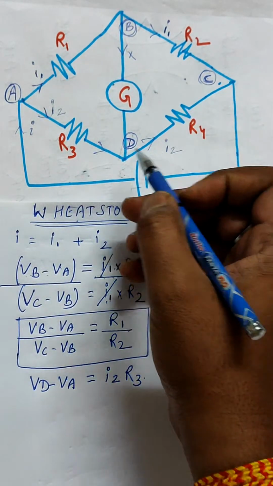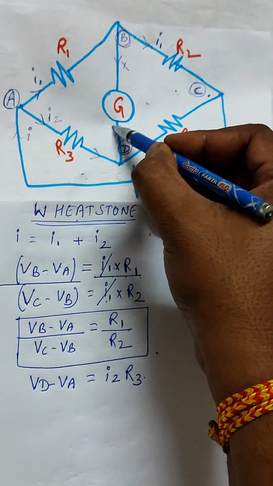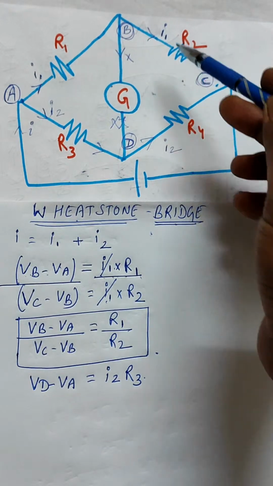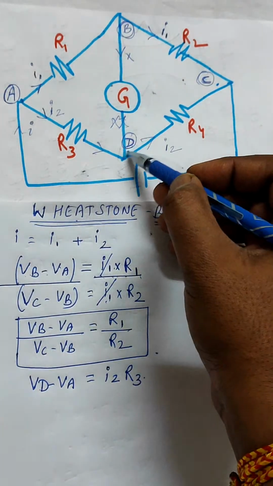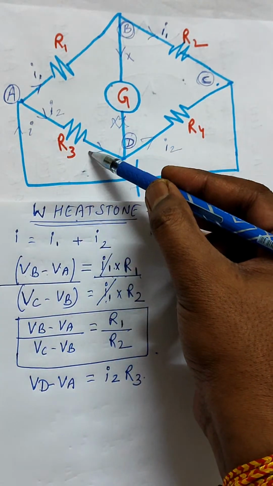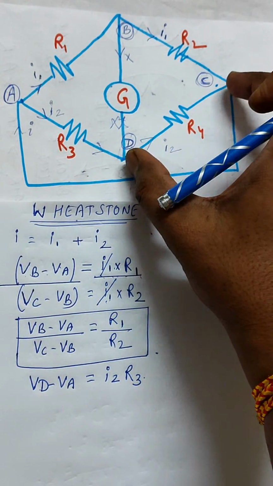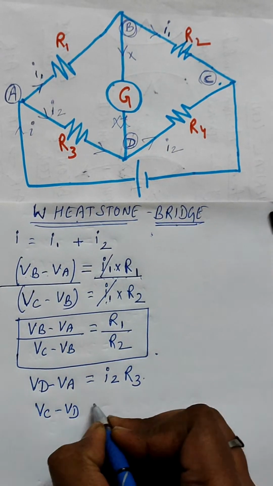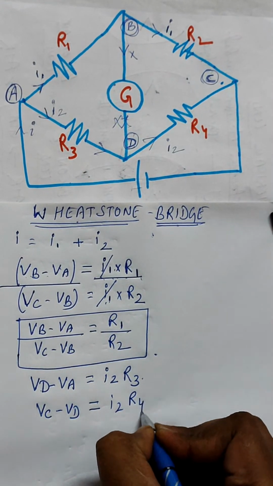And the same current, as I said, is passing through R4 because no current is passing through this galvanometer. The deflection in the galvanometer is 0. Then only this bridge is said to be balanced. Now, the current passing through R4 will be the same I2 which is coming through R3. So the potential difference here is VC minus VD, so VC minus VD is equal to I2 into R4.